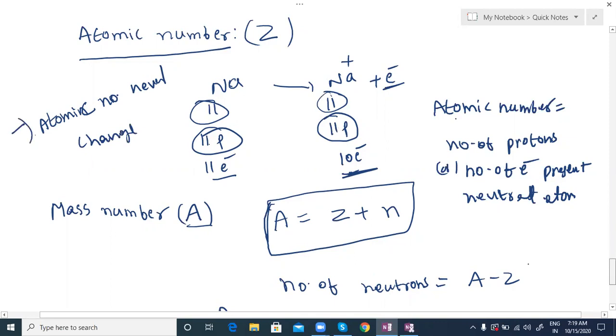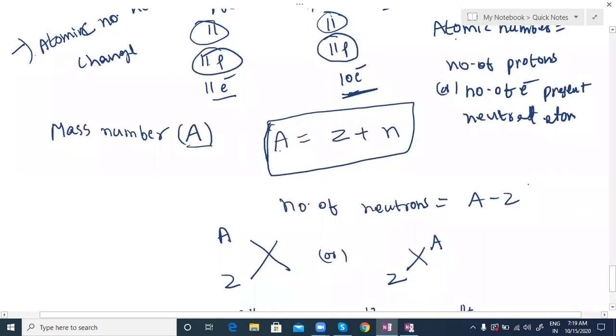Next, mass number equals number of protons plus number of neutrons. So here A is the symbol for mass number, the number of protons plus number of neutrons. These are all present in the nucleus. So that's why we call these things nucleons. Collectively, we call them nucleons. Nucleons are nothing but protons plus neutrons.